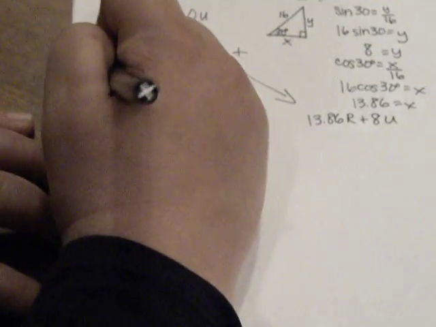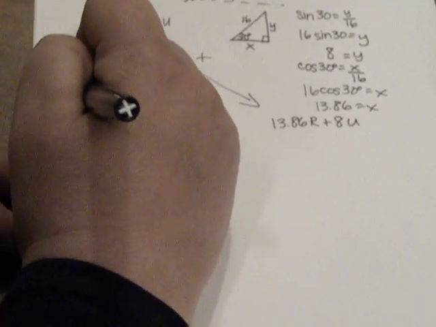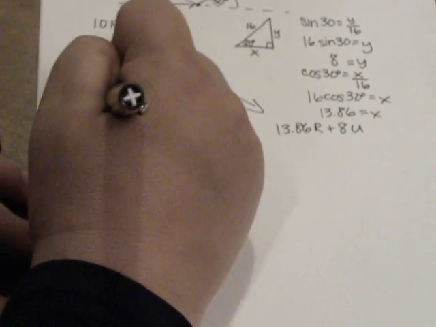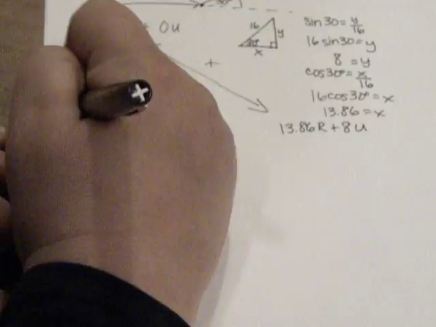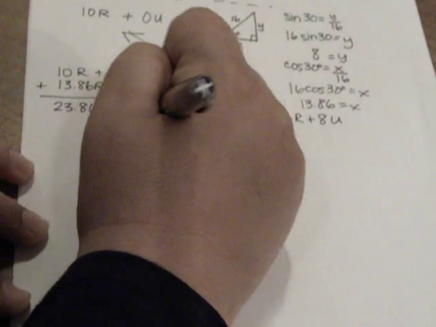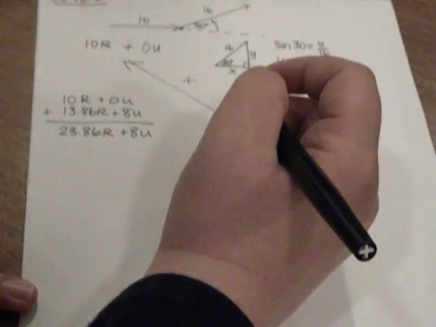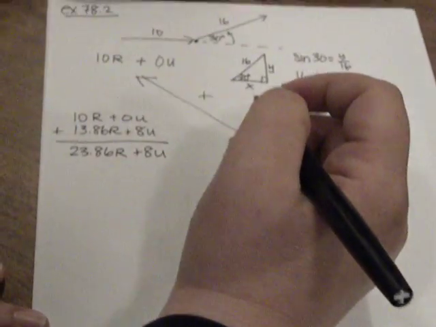Now we put our two equations together. So 10r plus 0u, put it with 13.86r plus 8u, add those together, and we get 23.86r plus 8u, and that is our solution. That's our solution in rectangular coordinates.